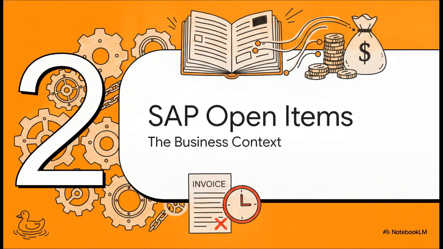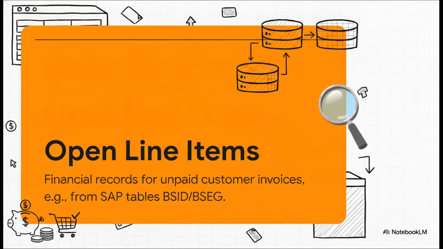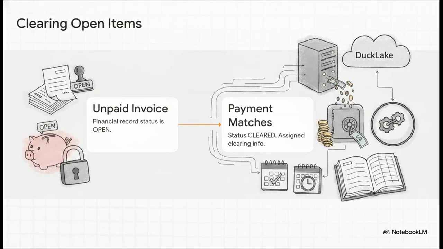Moving on to Section 2, SAP Open Items Explained, the business context. To really grasp why this architecture matters, let's look at SAP Accounts Receivable. An open line item is simply a financial record of an unpaid customer invoice. If you live in the SAP world, you know these typically live in tables like BSID or BSEG. Basically, every single time a credit sale happens, one of these records is generated to represent money owed to the business. Now, when the cash finally hits the bank account, the application has to match that payment to the unpaid invoice. The status officially flips from open to cleared.